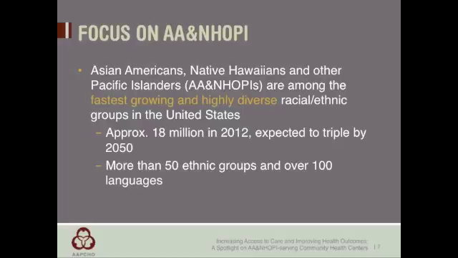Before I hand it over to our presenters, I wanted to provide you with a quick background on why we're focusing on these populations today. As some of you may know, Asian Americans, Native Hawaiians, and other Pacific Islanders, or AA&NHOPI for short, are among the fastest growing and highly diverse minority groups in the United States. In 2012, there were approximately 18 million of this population, and it's expected to triple by 2050. This population also represents more than 50 ethnic groups in over 100 languages.